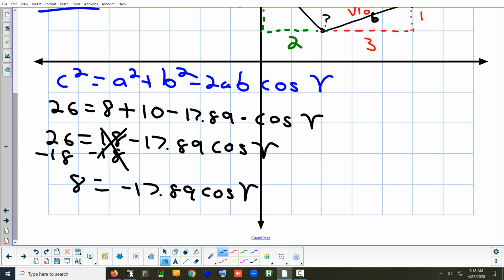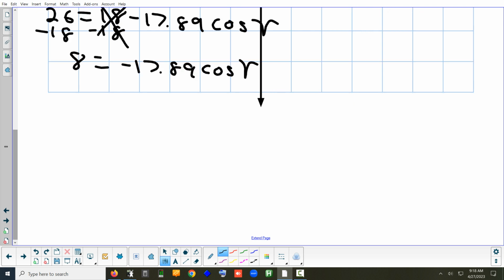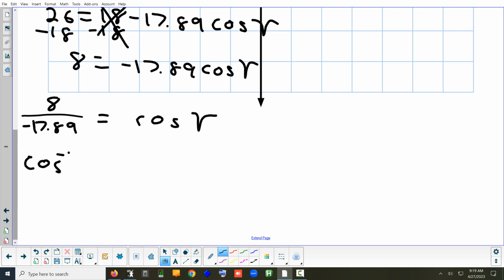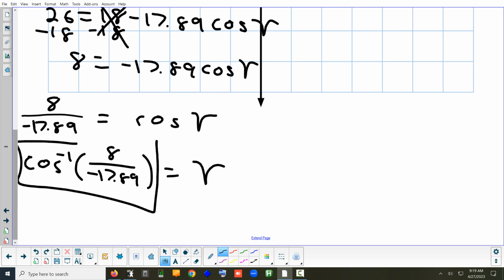Okay. Now we've got to get the negative 17 on the other side. So how would we move that over? Yeah. Divide each side by negative 17.89. So 8 divided by negative 17.89 equals that. And now I need to get rid of my cosine. You have to take the arc cosine, or inverse cosine. That, if I did everything right, should be the angle between the two vectors.